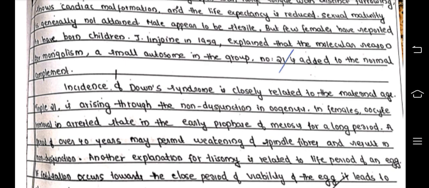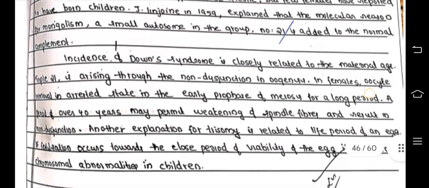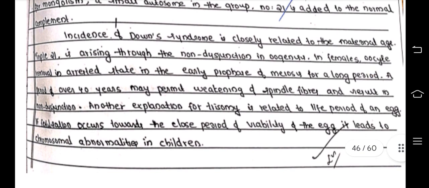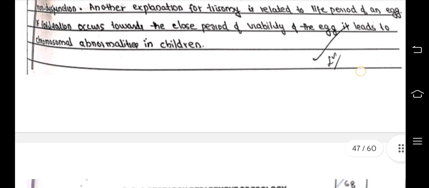In females, oocytes remain in an arrested state in the early prophase of meiosis for a long period. A period of over 40 years may permit pairing of spindle fibers to go wrong and result in non-disjunction. Another explanation for trisomy is related to the life period of an egg. Fertilization occurs towards the close of the period of viability of the egg, which leads to chromosomal abnormalities in children.